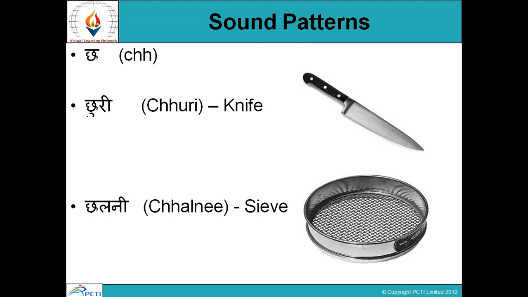Next is chalni. Chalni is, you can see in the picture, a sieve. We use this sieve to sieve things, maybe sometimes flour or many other things. This is called chalni. Churi means knife to cut vegetables, fruits. Chalni, sieve.